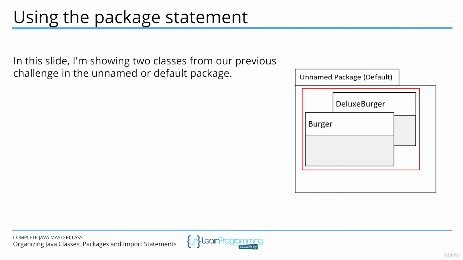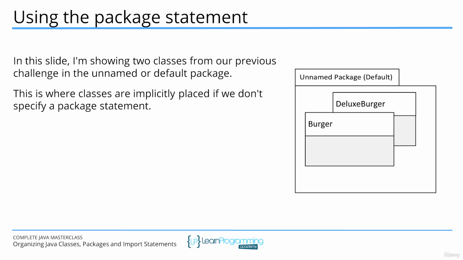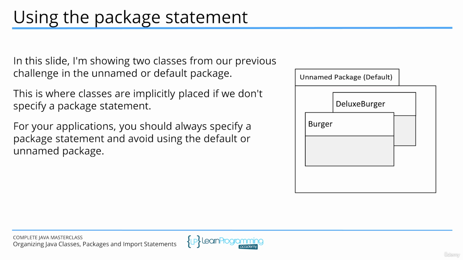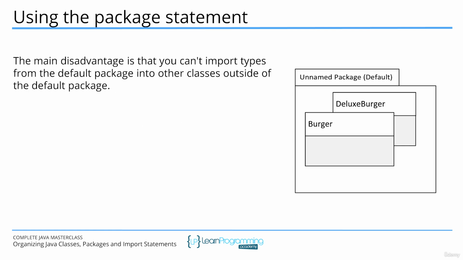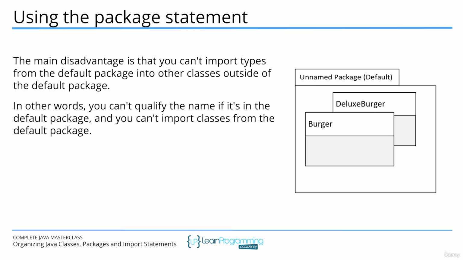In this slide, I'm showing two classes from our previous challenge in the unnamed or default package. This is where classes are implicitly placed if we don't specify a package statement. For your applications, you should always specify a package statement and avoid using the default or unnamed package. Although that's all we've been using up until now, it has some disadvantages when you work in a true development environment. The main disadvantage is that you can't import types from the default package into other classes outside of the default package. In other words, you can't qualify the name if it's in the default package, and you can't import classes from the default package.